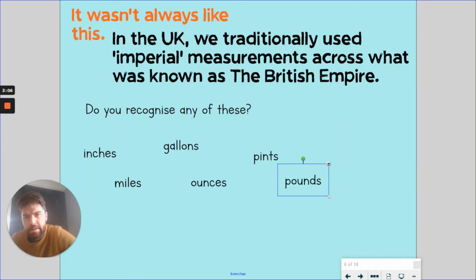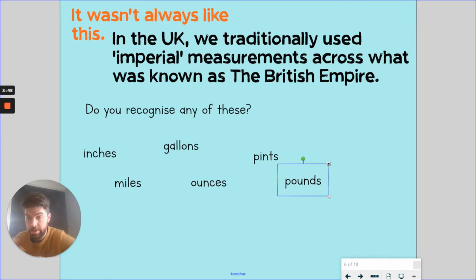This isn't the only system that we use. In the UK, we traditionally used what we call imperial measurements. These are called imperial because they were used across the British Empire. We don't have a British Empire anymore. It's something that we look at as being part of our history rather than part of our current makeup of the UK. The British Empire is associated with Queen Victoria. At that time, lots of other countries in the world belonged to Britain and were run by Britain. And the word imperial means of the empire. So we had imperial measures.